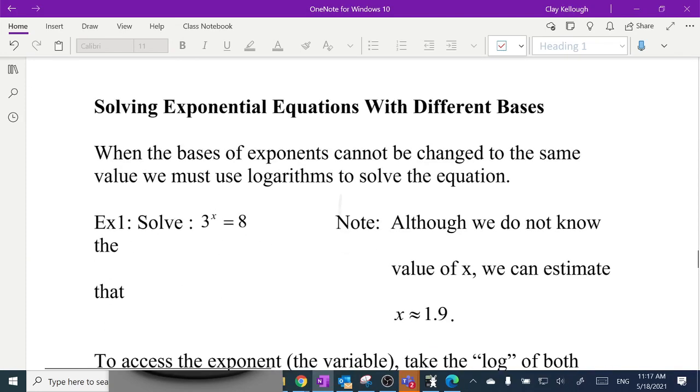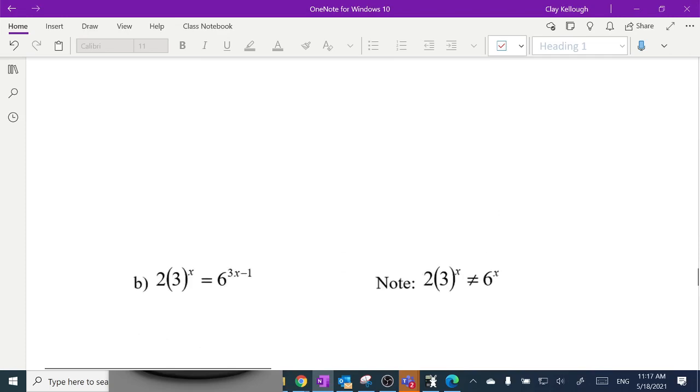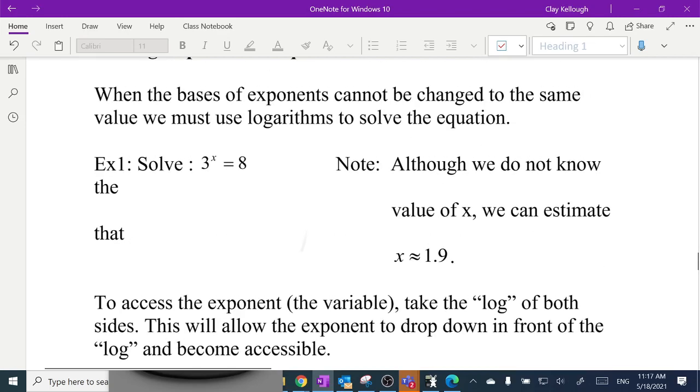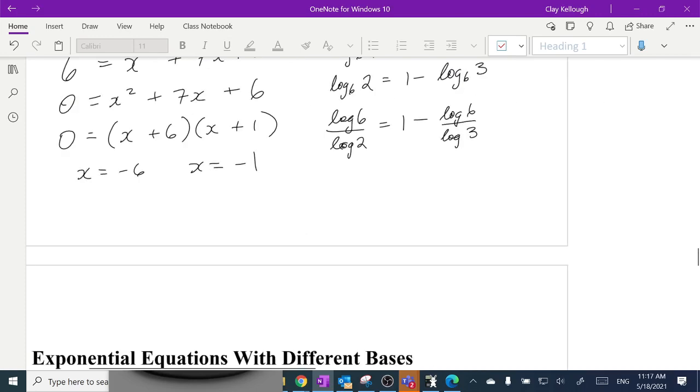How far down did I scroll? Oh wait, too far, right? Where are we? There we go. There we go, sorry.